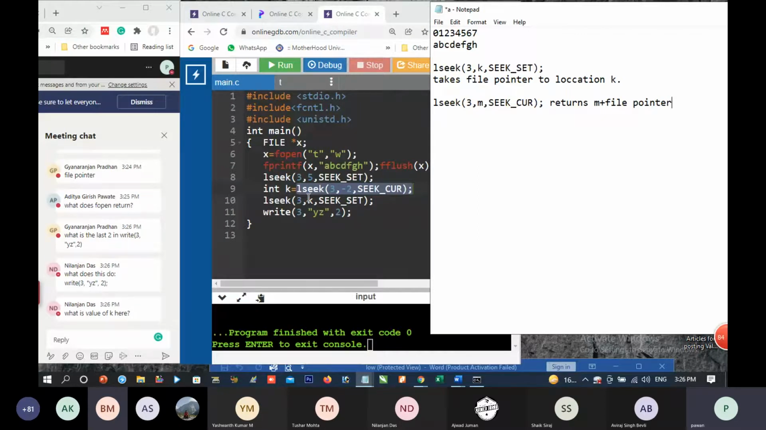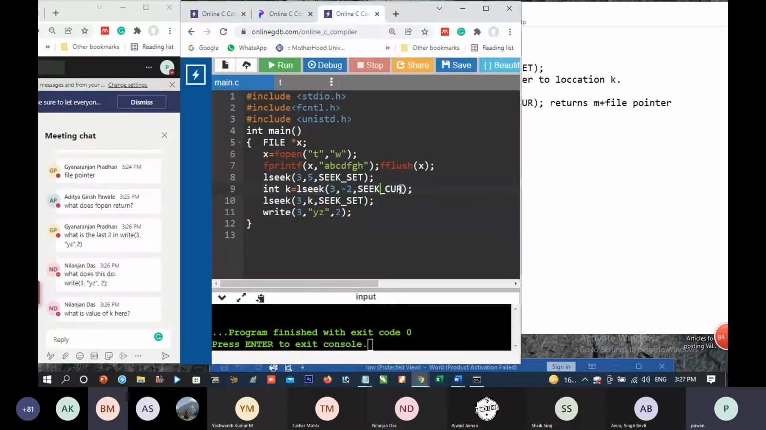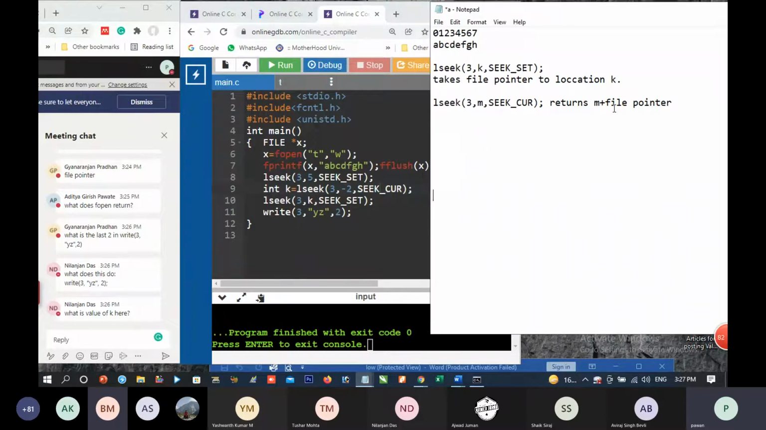Value of the k is the value returned by this. What is k? K is the current file pointer minus 2. This returns m plus file pointer. M is minus 2. So file pointer minus 2 is returned in k, and this takes the file pointer to k. So both these statements combined decrease the file pointer by 2.